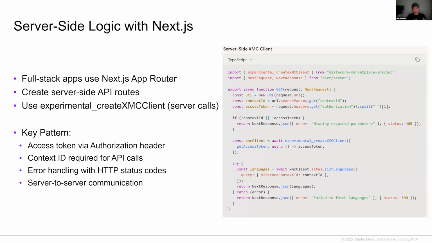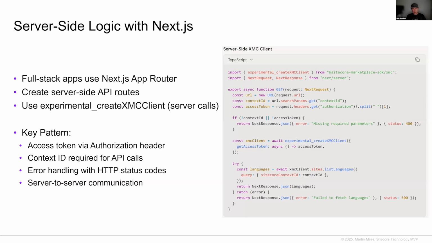First, we extract the context ID from the query parameters and the access token from the authorization header. Both of these are required for making API calls to Sitecore. Next, we create an XMC client using experimental create XMC client. We pass it a function that returns the access token. This token is what authenticates our server with Sitecore. Then we make an API call to list languages, passing the context ID.